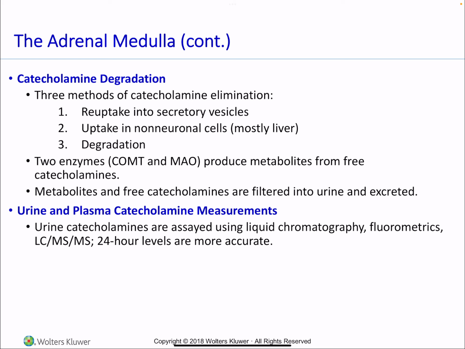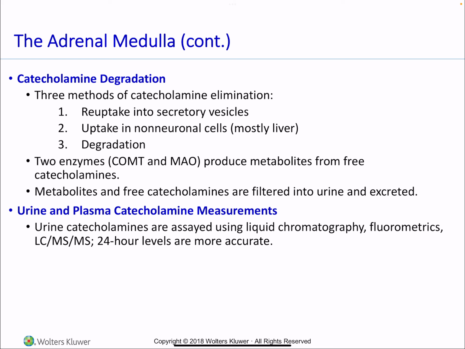Catecholamines are degraded in three ways. There is either the reuptake into secretory vesicles, uptake into the non-neuronal cells, mostly liver cells, and also degradation. Two enzymes, the COMT and the MAO, produce metabolites from free catecholamines, and metabolites and free catecholamines are filtered into urine and they are excreted.